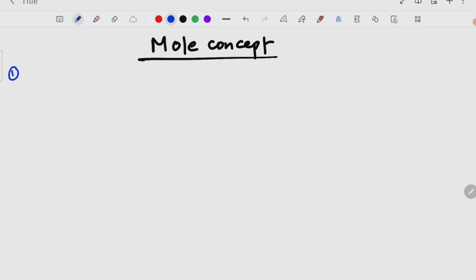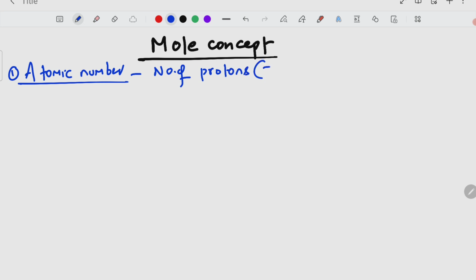Important term number 1, that is atomic number. It is the most familiar term, most commonly used in all calculations. Atomic number is defined as the number of protons, which we represent by using letter Z.